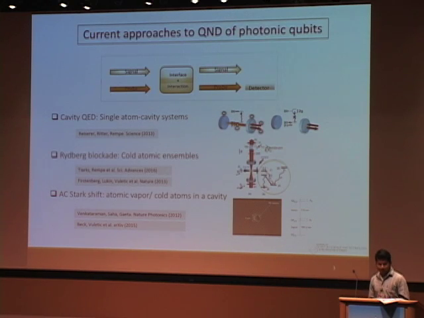There are currently many systems being pursued in getting this strong interaction. One of the most successful ones is coupling single atoms to high finesse cavities, which is mainly being pursued by Rempe's group at Max Planck. And all of these involve an atom with a really strong coupling to light, in different kinds of atomic systems. Along with single atoms, people are also pursuing atomic ensembles, which are also coupled to high finesse cavities, where the interactions are mediated by either Rydberg blockade or by AC Stark shifts.